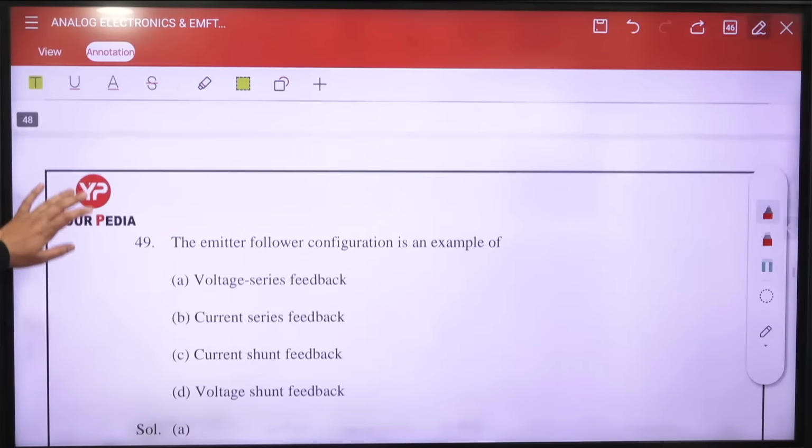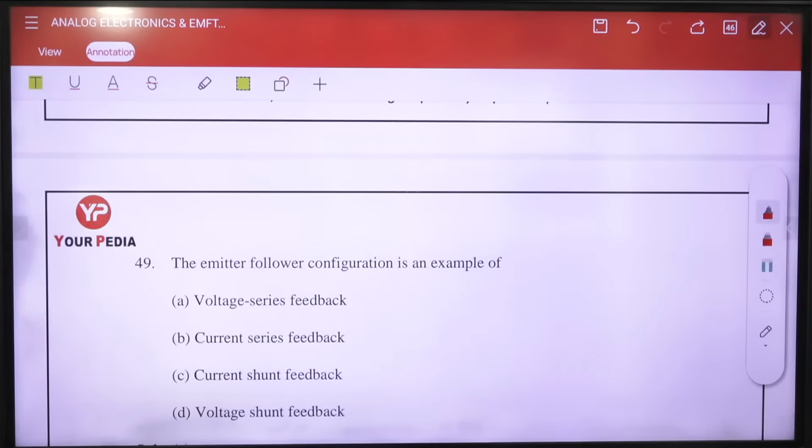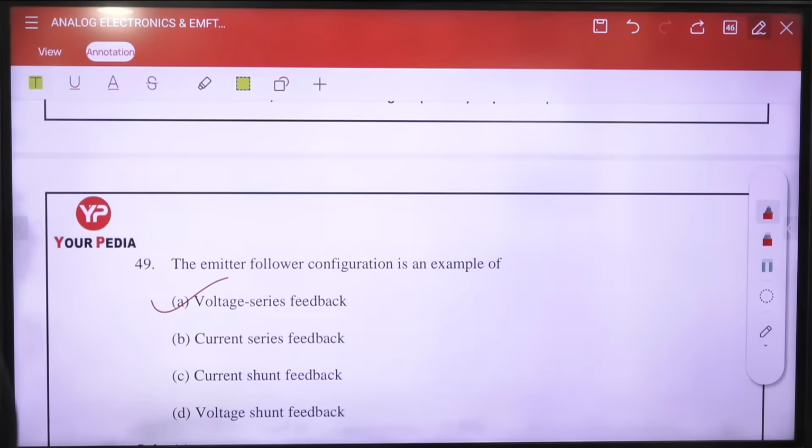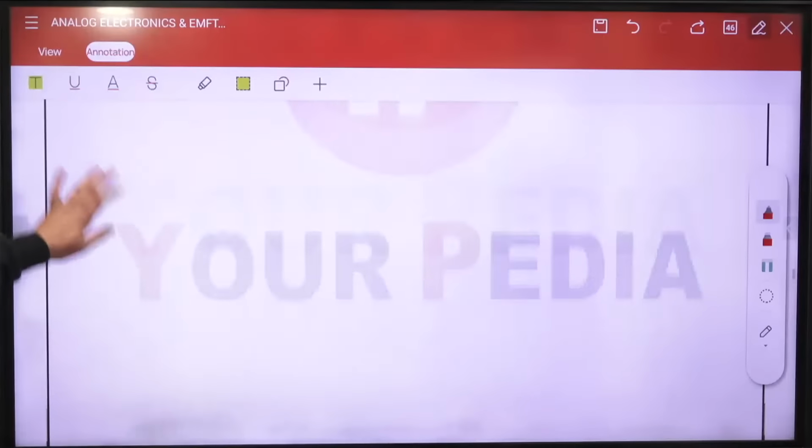Two more questions from analog electronics. Emitter follower configuration is an example of which type of feedback configuration? Emitter follower is an example of voltage series feedback. Remember that.